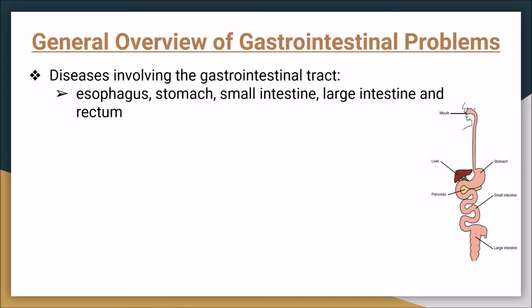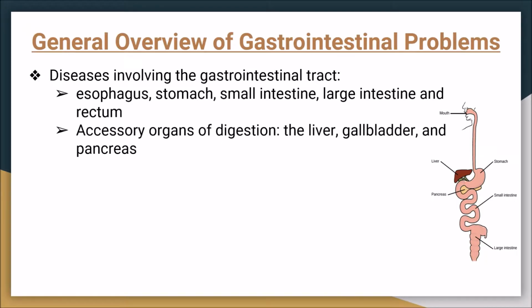Here's a general overview of gastrointestinal problems. The gastrointestinal tract is the organ system responsible for the consumption of food in order to extract nutrients, eliminating the remaining waste as feces. Diseases involving the gastrointestinal tract can range anywhere from the esophagus, stomach, small and large intestine, and rectum. The liver, gallbladder, and pancreas are the accessory organs of digestion.